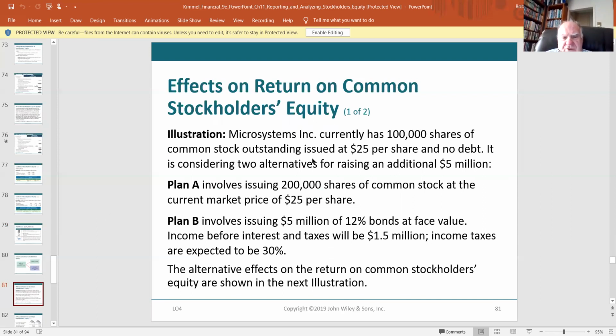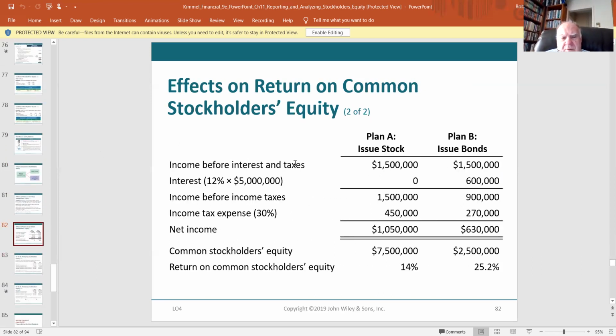Microsystems has 100,000 shares outstanding, $25, no debt. It's thinking of raising 5 million. They can issue shares to the public at $200,000, 25% par, and hopefully it sells at a price where they'll get their 5 million, or they can borrow the money with a $5 million bond. And income before the interest and taxes is going to be $1.5 million. Income taxes are 30%. The alternative effects on the return on common equity are as follows.